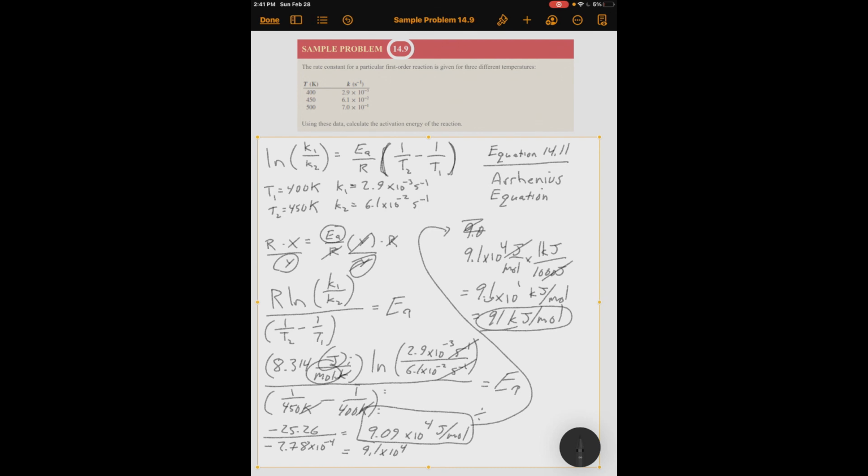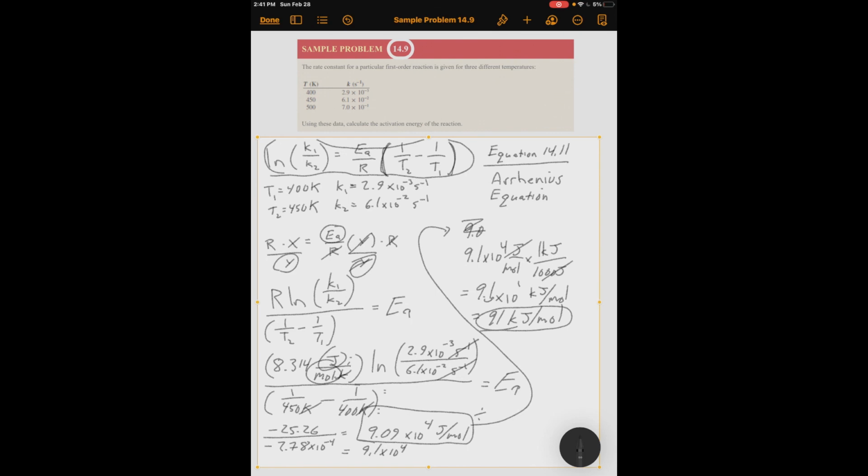So this is called the Arrhenius equation. There's different forms of it. You'll see it written different ways. This is a nice way to do it. And again, we could have done 450 and 500, or we could have done 400 and 500. We should get around the same answer each time. It may be a little bit different.